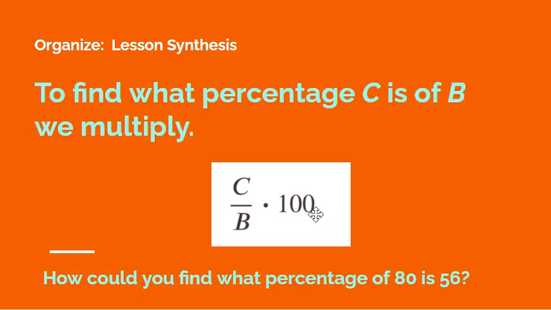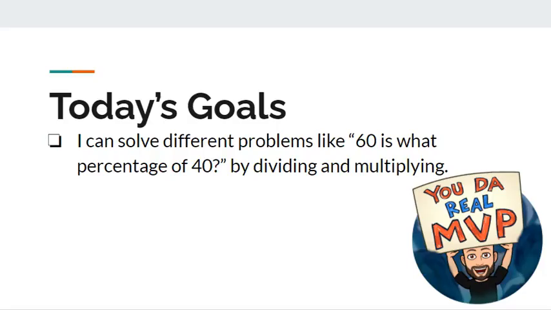What about this bottom one? It's the same thing. What percentage of 80 is 56? We would take 56, divide it by 80, multiply by 100. And that's basically how we find percentages. So that is multiplying and dividing with percentages.